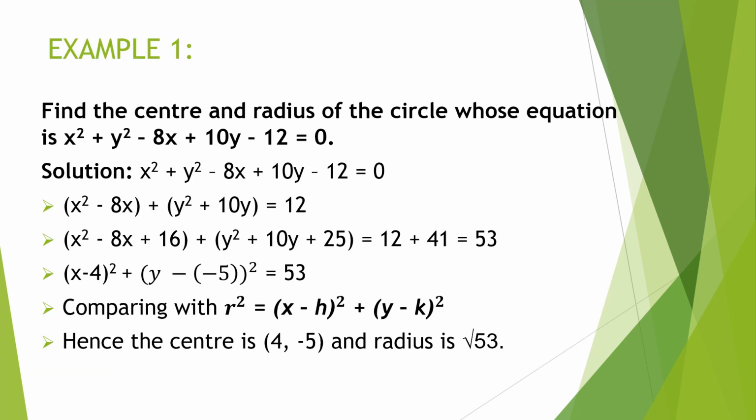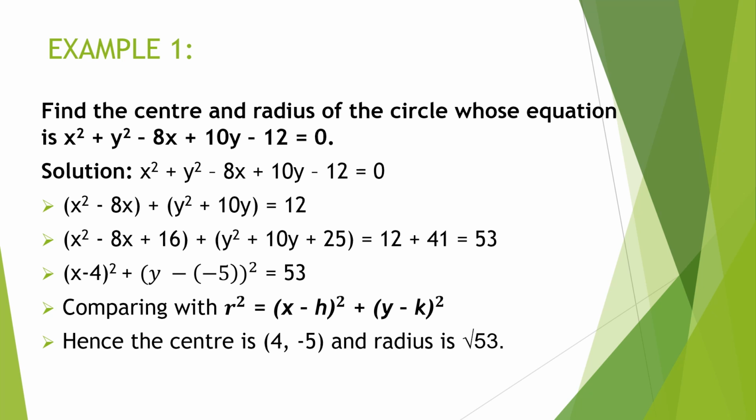Example 1. Find the center and radius of the circle whose equation is x square plus y square minus 8x plus 10y minus 12 equal to 0. First of all, we'll try to convert it into the standard form, which is r square is equal to (x minus h) whole square plus (y minus k) whole square. Now for x square, the middle term minus 8x is given, so we have to find the last term so that it becomes a whole square. Similarly, 10y is given, so we have to find the last term so that it becomes a whole square.